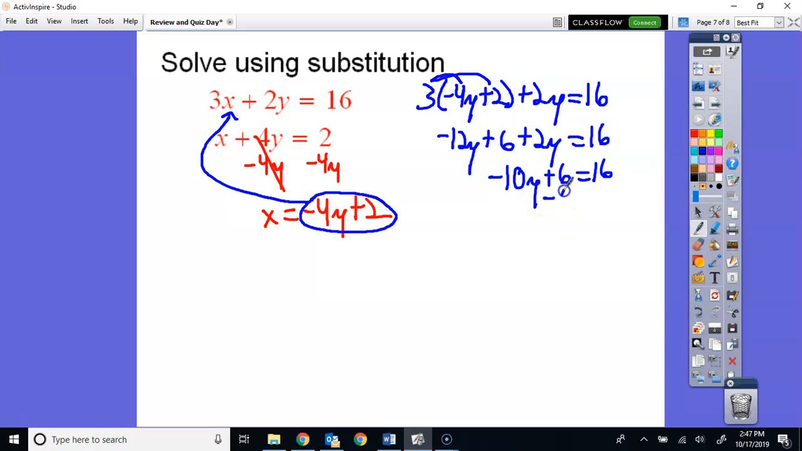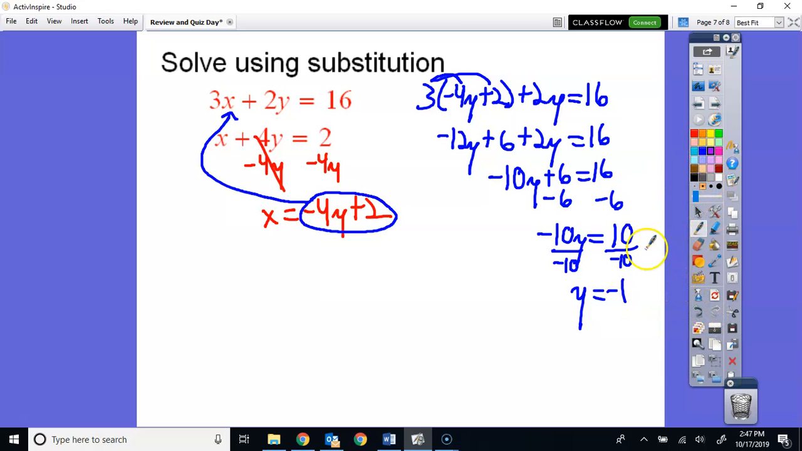Then we subtract the 6, and that gives me negative 10y equals 10. 16 minus 6 is 10. Then the last step is to divide this negative 10, divide this negative 10, and I get y is equal to negative 1.